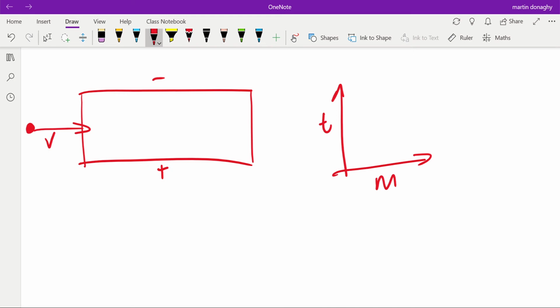So it's not going to change. It's going to be constant. It doesn't matter what the mass is, the velocity is still constant in that direction. Therefore, the time doesn't change. We just get a line that goes straight across horizontal to the x-axis.